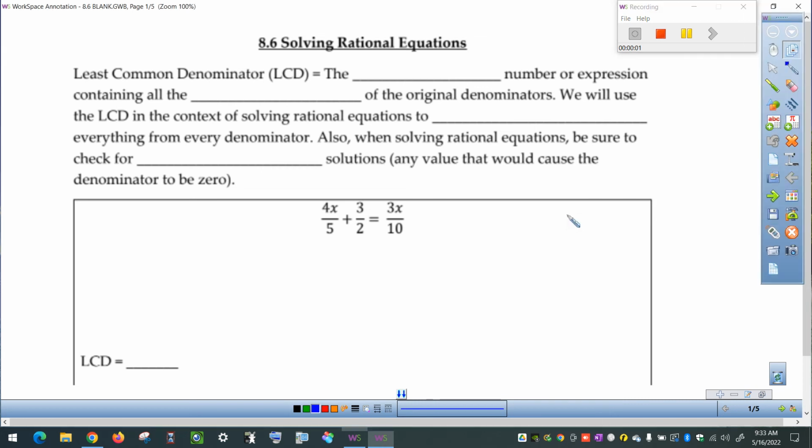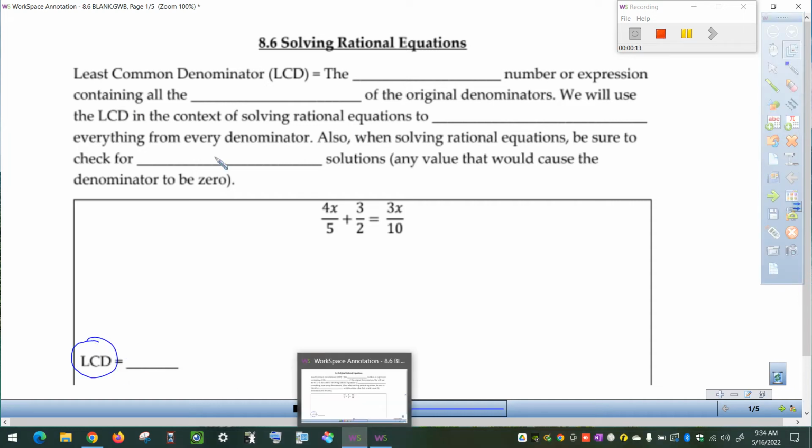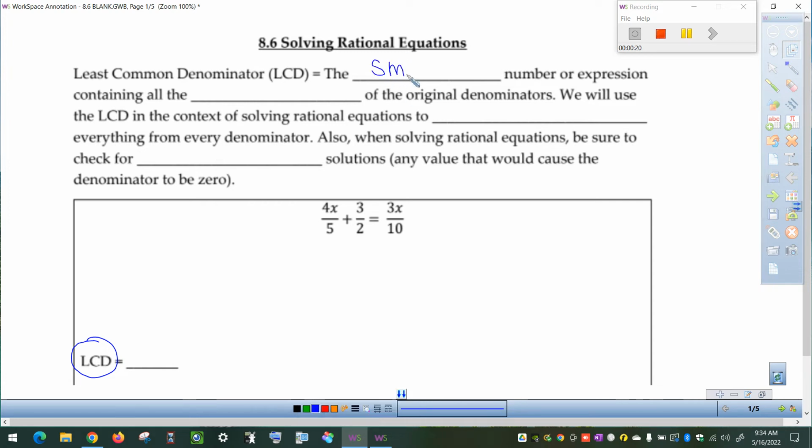Filling in just a few sentences at the top of our page. This is going to really guide the steps that we're doing in solving these equations. So for each problem, we're going to begin by identifying the least common denominator, or we'll call it the LCD. What that represents is the smallest number or the smallest expression. Expression just means that it might involve a variable. The smallest number or expression containing all the factors of the original denominators.